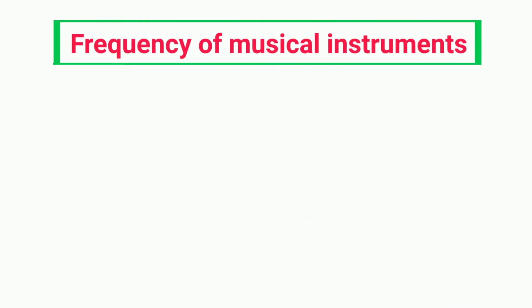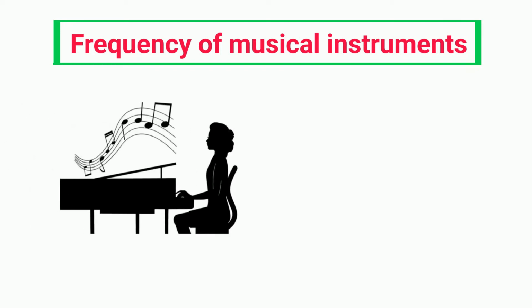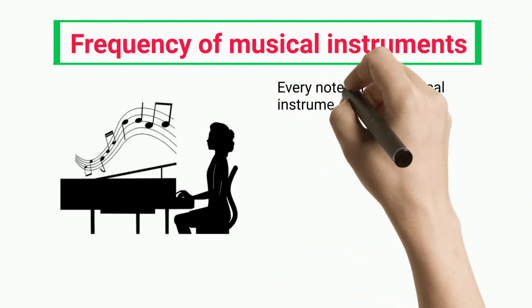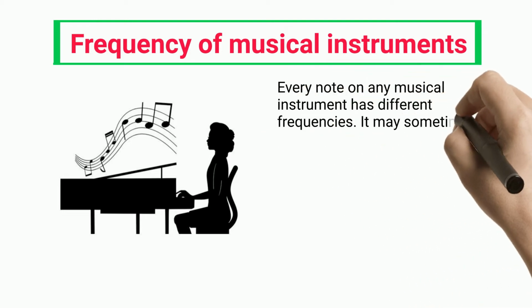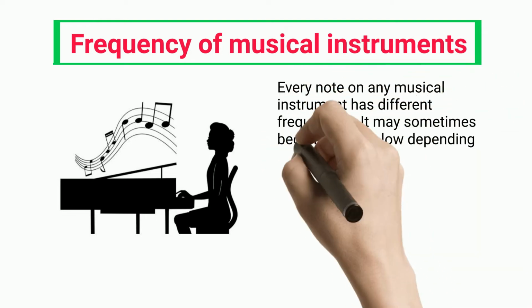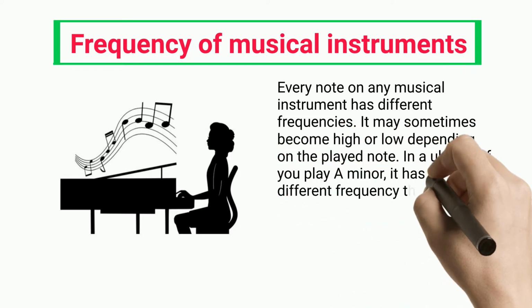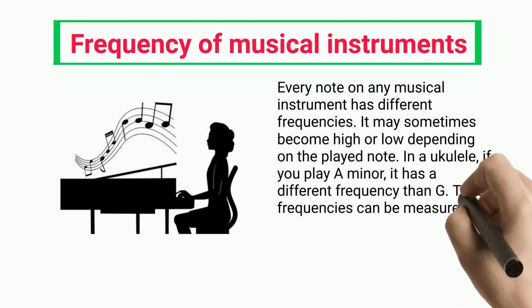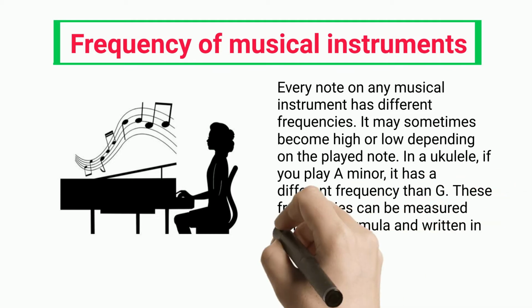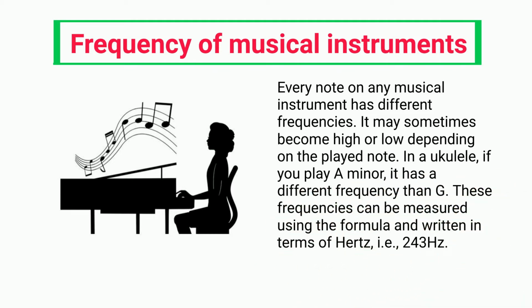Frequency of musical instruments. Every note on any musical instrument has a different frequency. It may sometimes become high or low depending on the played note. In a ukulele, if you play A minor, it has a different frequency than G. These frequencies can be measured using a formula and written in terms of hertz, i.e., 243 Hz.